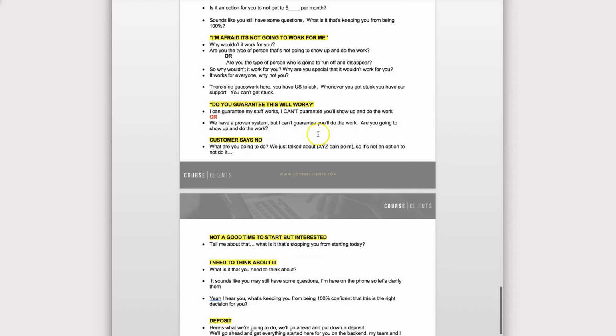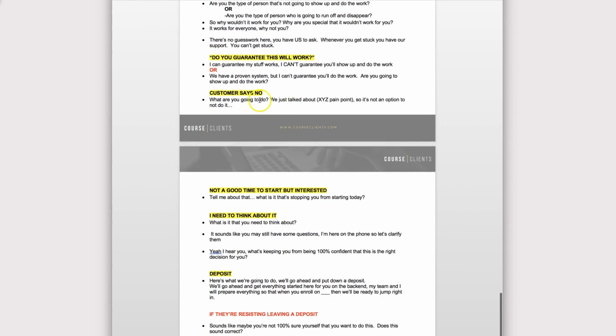Do you guarantee this will work? I can guarantee my stuff works. I can't guarantee you'll show up and do the work. Or we have a proven system, but I can't guarantee you'll do the work. Are you going to show up and do the work? You're putting it back on them. Because a lot of times when people are asking, do you guarantee this will work? It's not about, do they doubt it'll work? They're doubting that they'll actually do the work. You notice the difference.